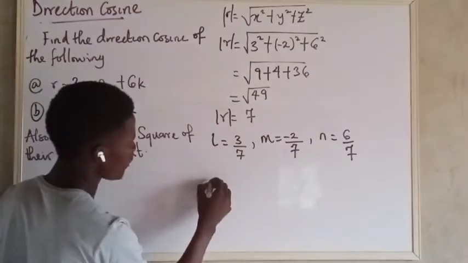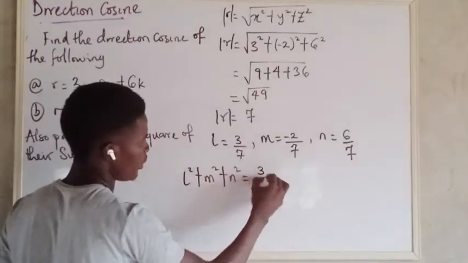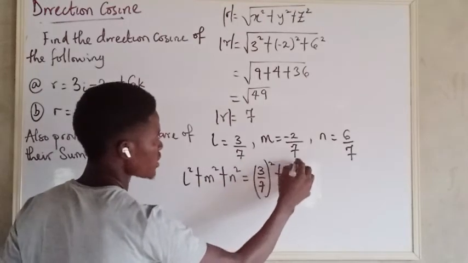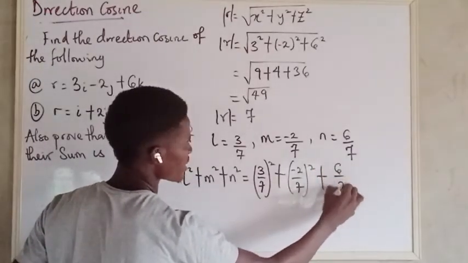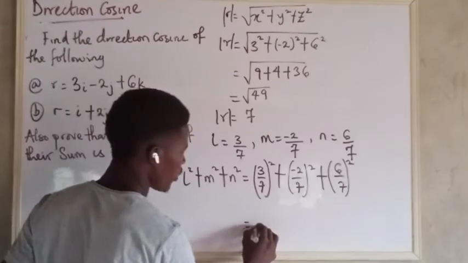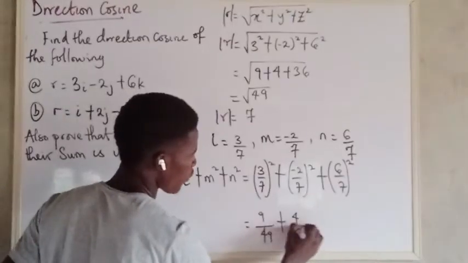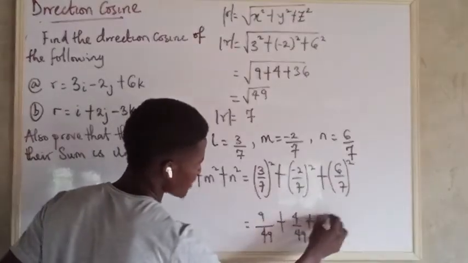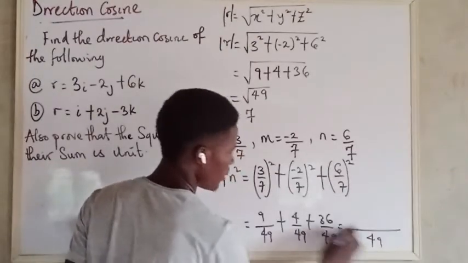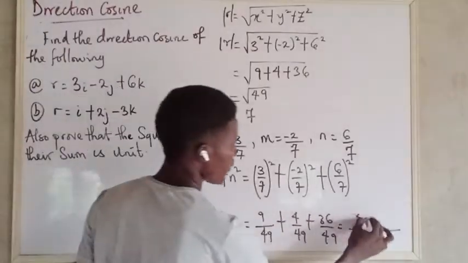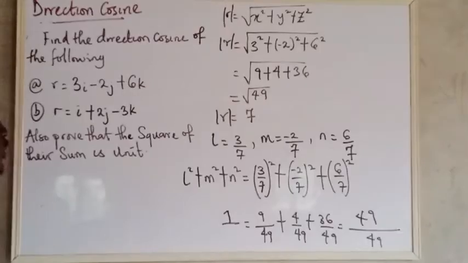So that will be L squared plus M squared plus N squared. What's the L? 3 over 7 all squared plus minus 2 over 7 all squared plus 6 over 7 all squared. So that will be, if you square this one, you get 9 over 49, plus if you square this, you get 4 over 49, and if you square this, you have 36 over 49. If you sum everything here, the LCM is 49. 36 plus 4 is 40, 40 plus 9 is 49. And 49 divided by 49 will give us 1. Alright, so that is how you will solve the question.